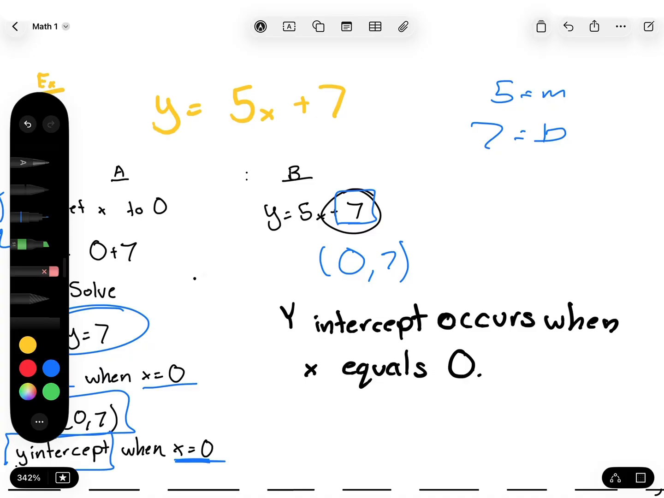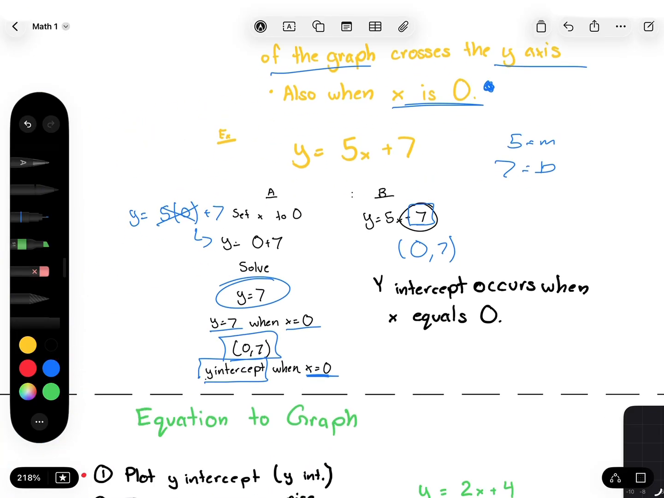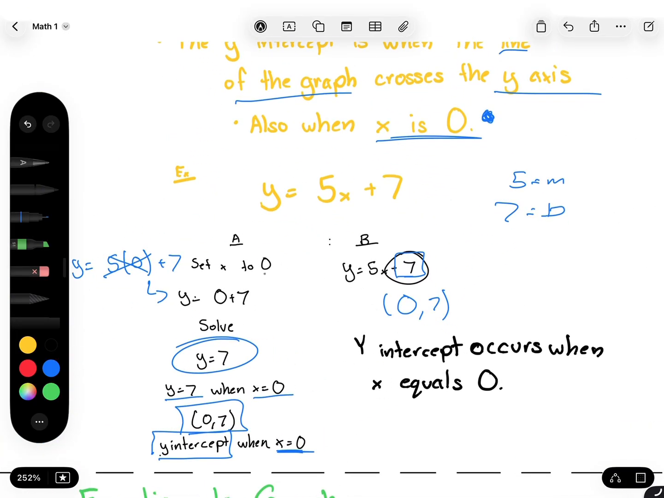Again, y-intercept occurs when x equals 0. And in order to find the y-intercept, either you can set x equal to 0, which is more math, or you can just look at the number and remember that x is 0. But the main thing to remember here is that x equals 0 for the y-intercept.